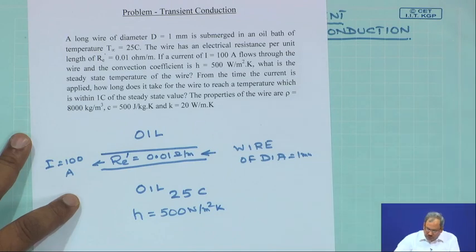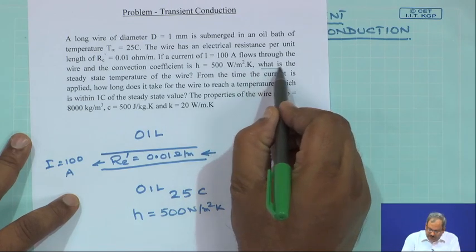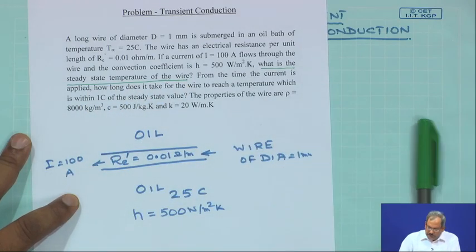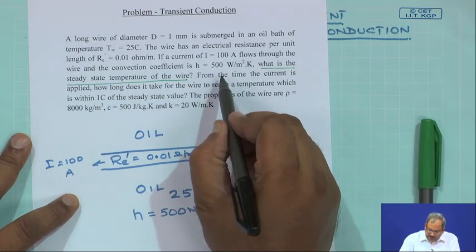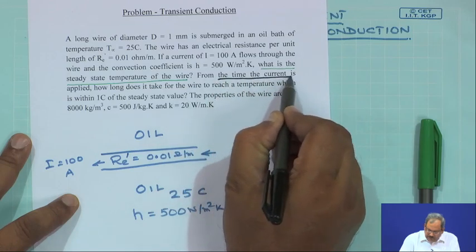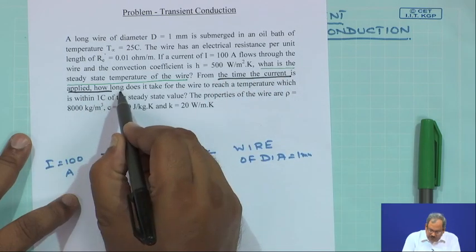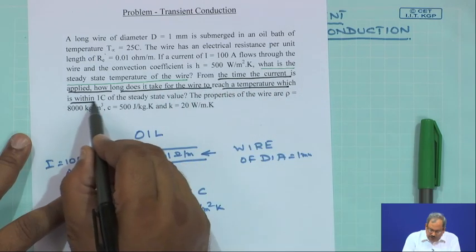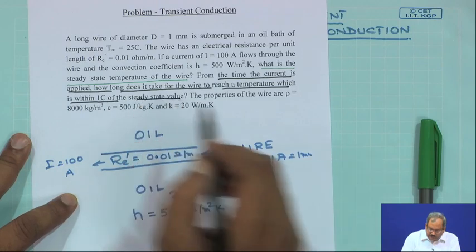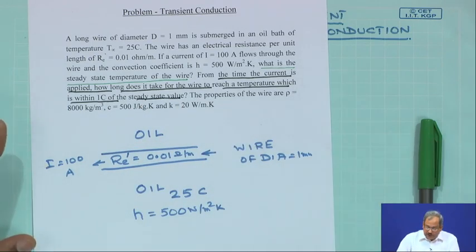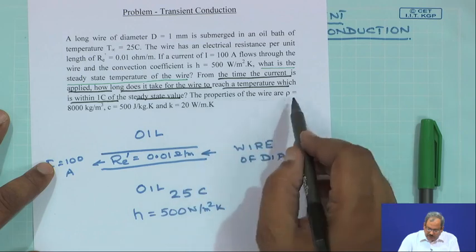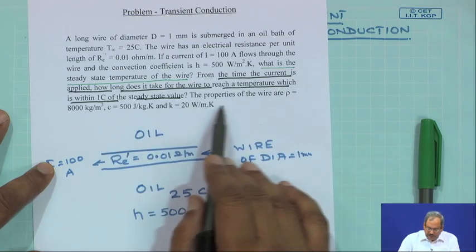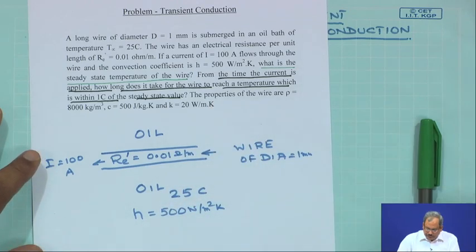The first one is what is the steady state temperature of the wire. The second part is, from the time the current is applied, how long does it take for the wire to reach a temperature which is within 1 degree centigrade of the steady state value. There are also some properties of the wire given, for example, rho, C and k, thermal conductivity, all of these are provided.